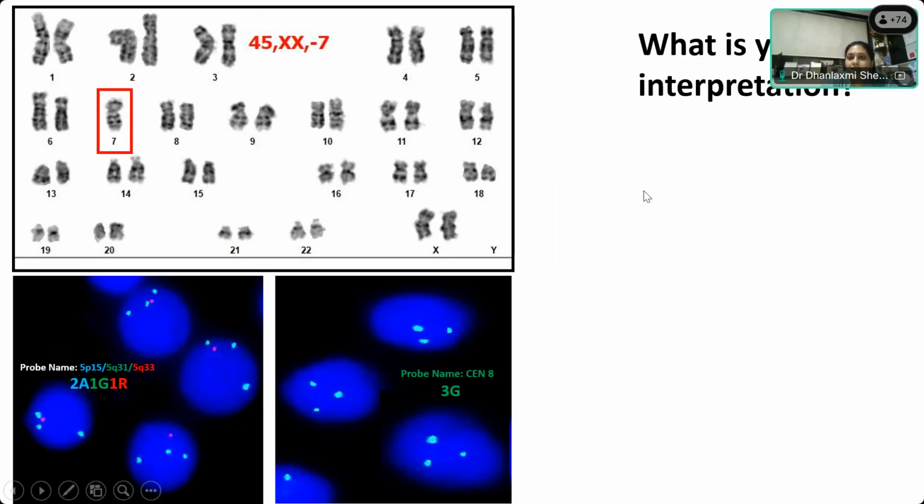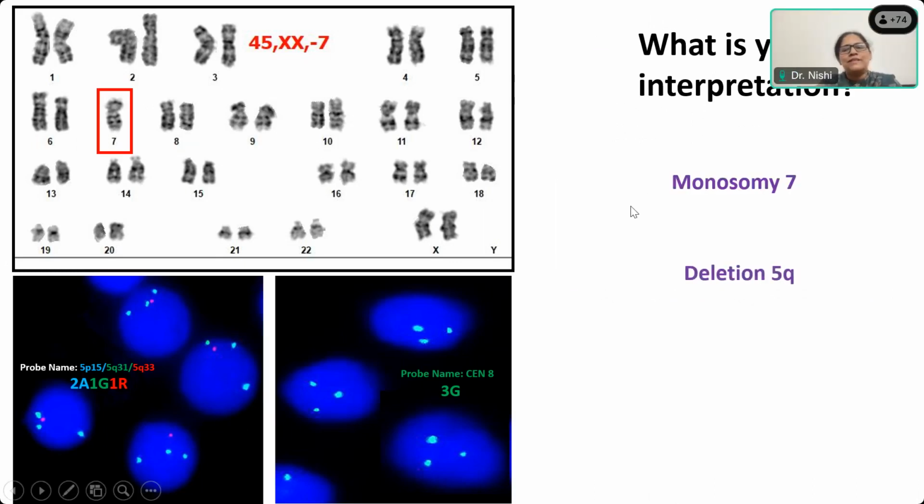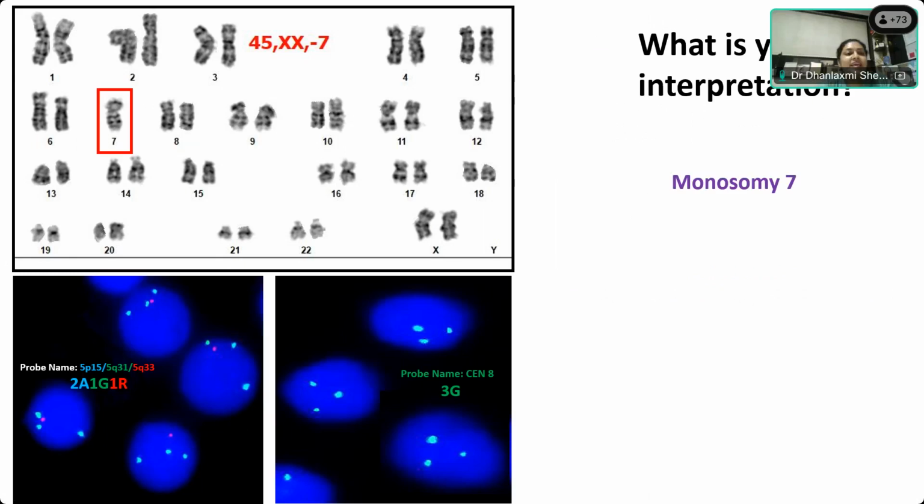What could it be? Yes, wonderful. Monosomy 7 is the answer. Fantastic. Now looking at the left-hand image, wow, we have got all the right answers on the chat box.